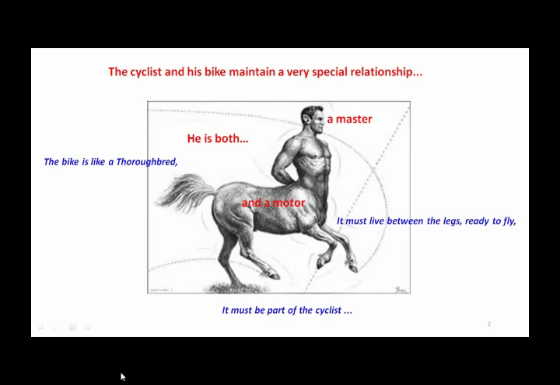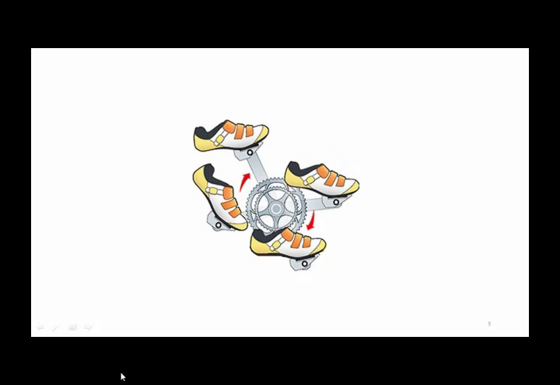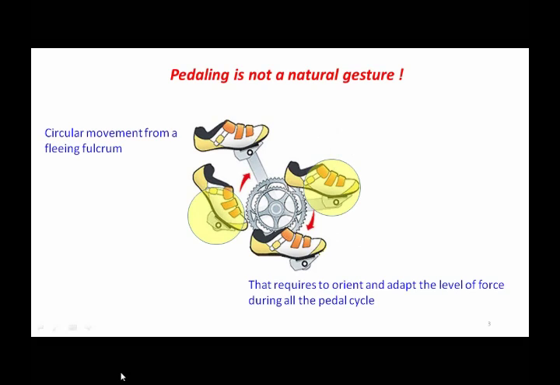And when the cyclist makes this circular movement, you see that the heel is very dynamic during the whole pedaling cycle. The movement of the heel permits us to see that pedaling is not a natural gesture. There is no fixed fulcrum in cycling, because the movement is circular.